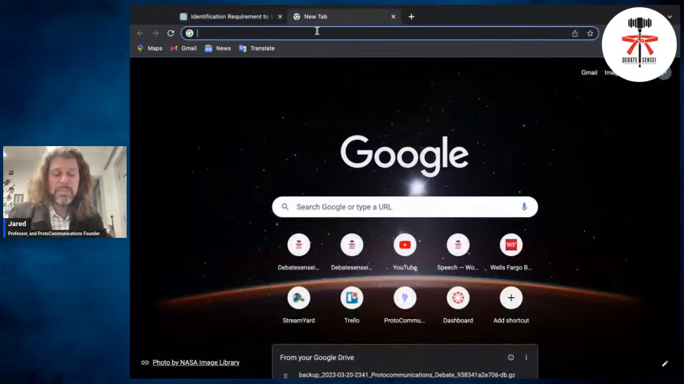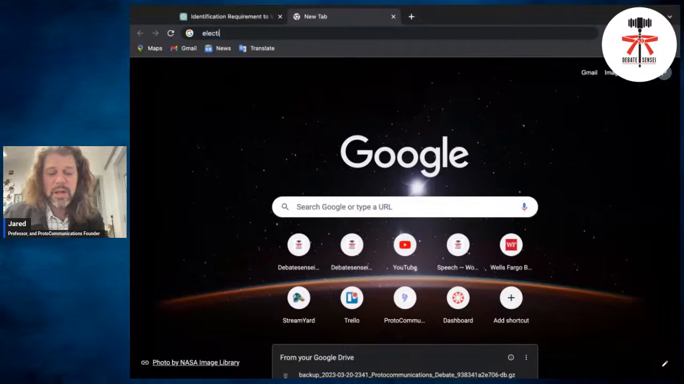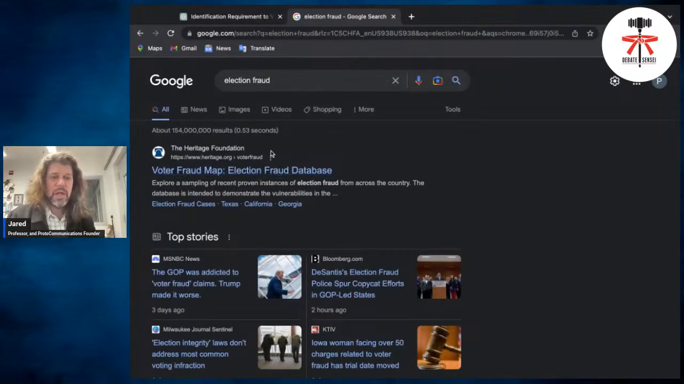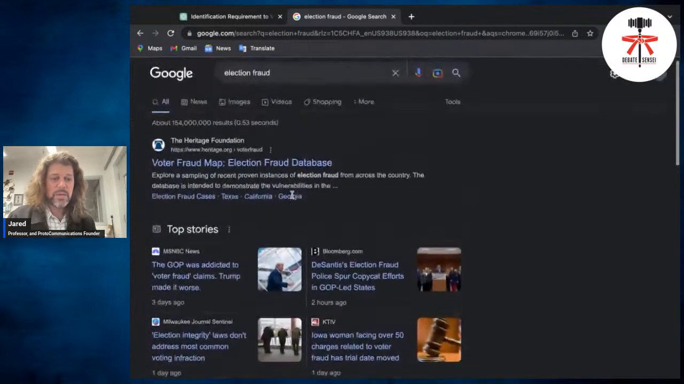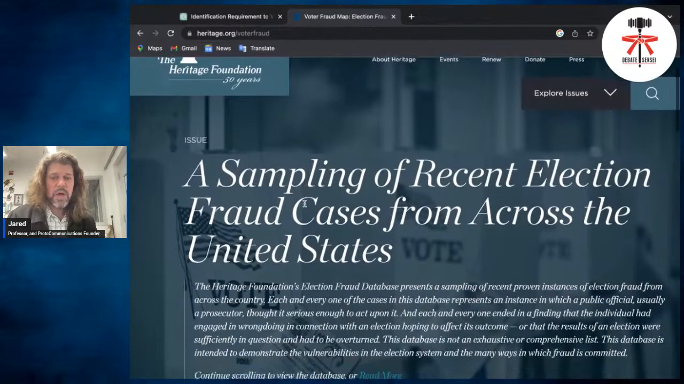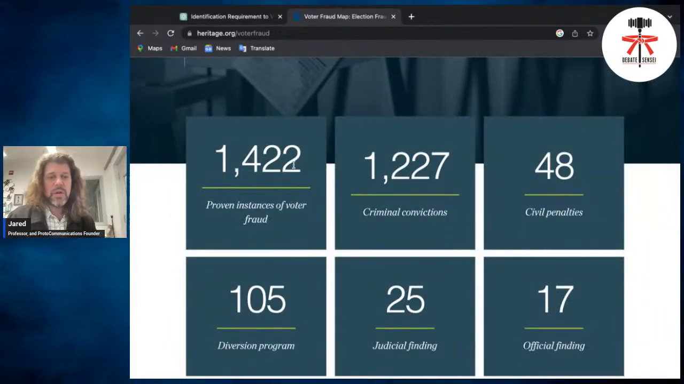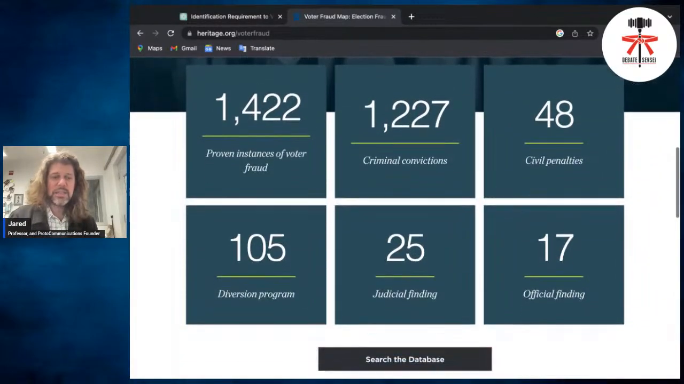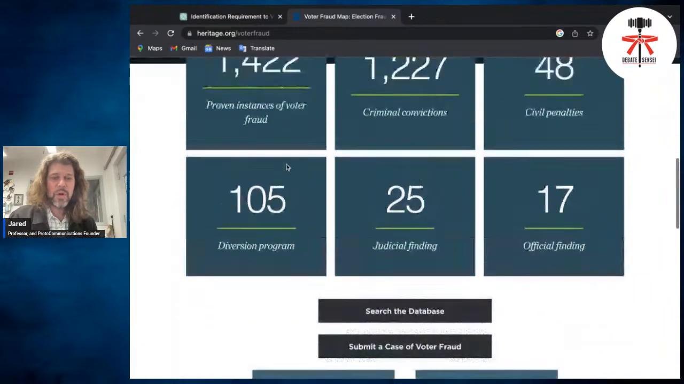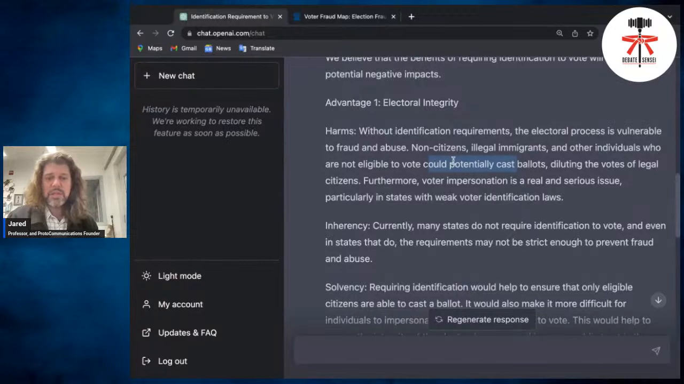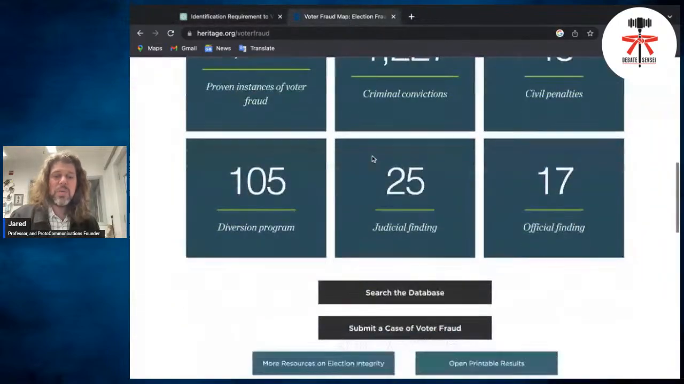Now, there's a problem with this because I've debated this before, and so let's say you start looking up election fraud, right? You go to Google, and you're like, oh, here's the Heritage Foundation and has an election fraud database, okay? And so you have a sampling of recent election fraud cases from around the United States. And so you're like, oh, there's over 1,000 cases of proven instances of voter fraud. All right. And so remember that. You could use that, but make sure you know what you're citing on this one.